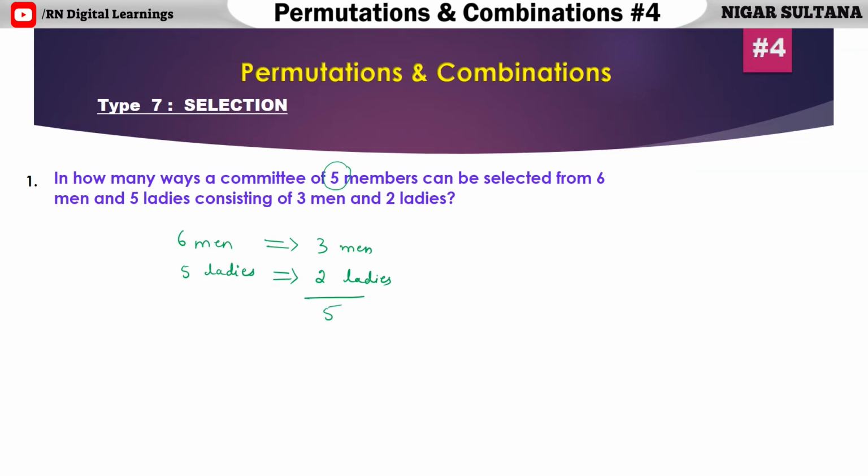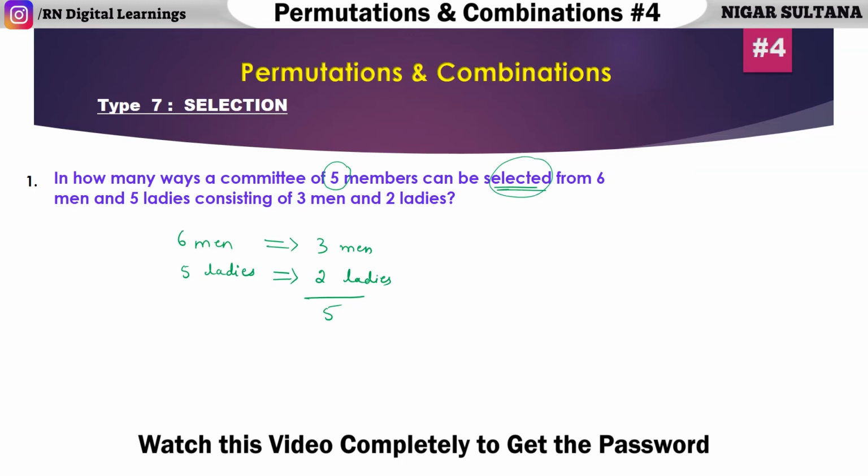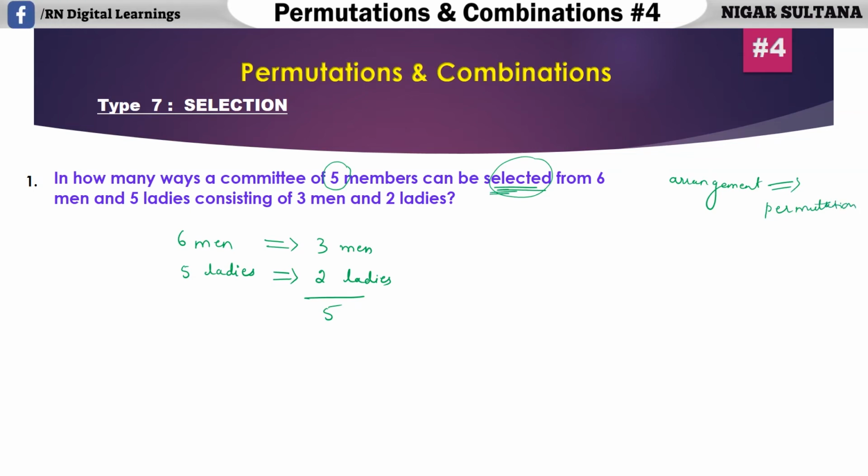Now this is a concept of selection. See, in how many ways a committee of 5 members can be selected? It is not telling about the arrangement. If they tell about the arrangement, that is the concept of permutation. Now we are talking about the selection. Selection means combination.